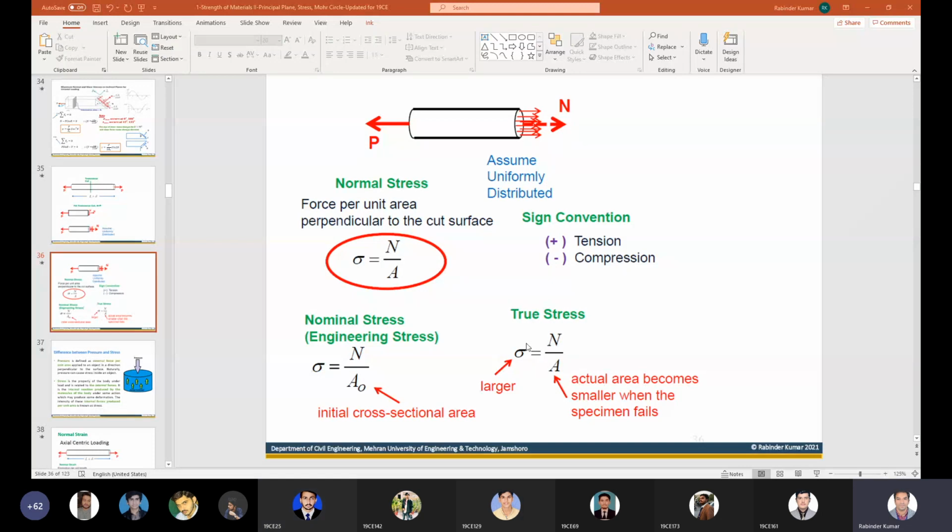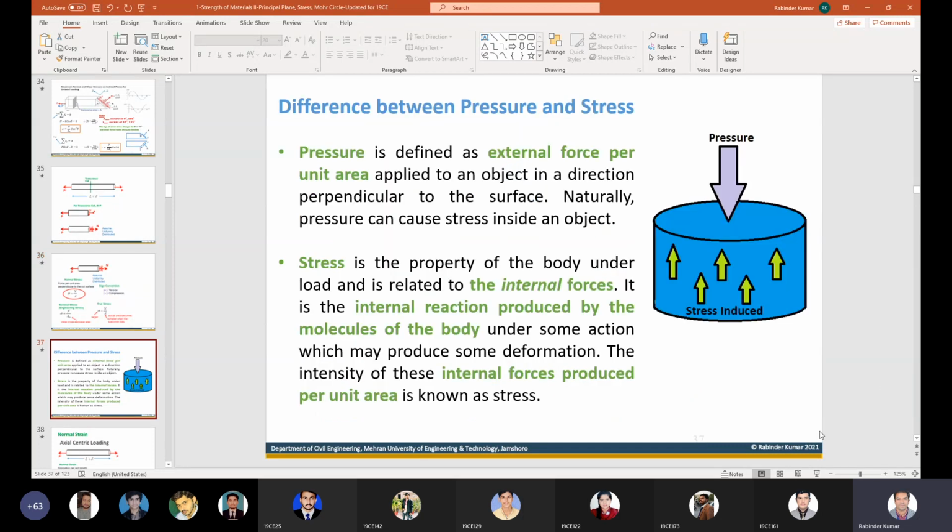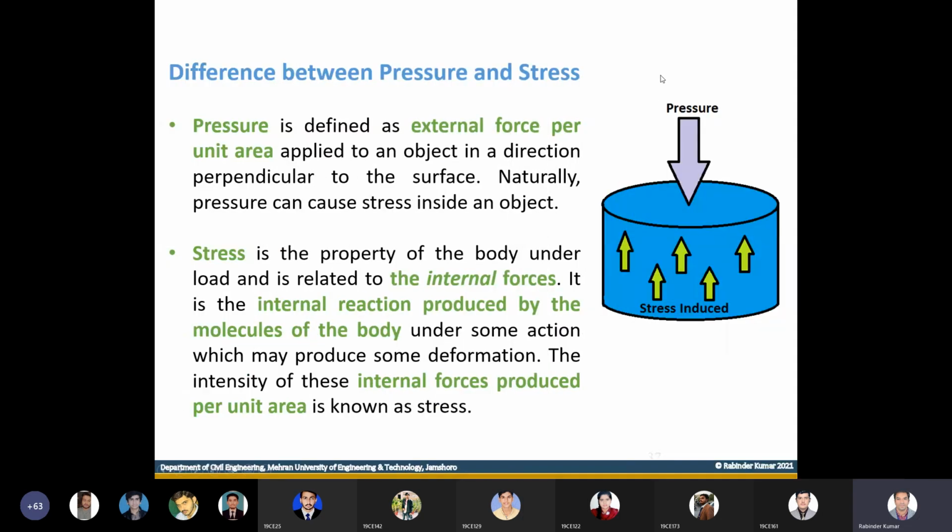Tell me the difference between stress and pressure. Sir, pressure is the external force and stress is the internal resistance force to the pressure. Okay, pressure is force per unit area, and stress is the resistance to that force per unit area. So this one is external, one is internal. When you apply force on an area, that is pressure, and the resistance offered by the material is the stress.